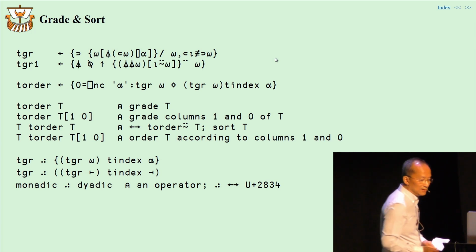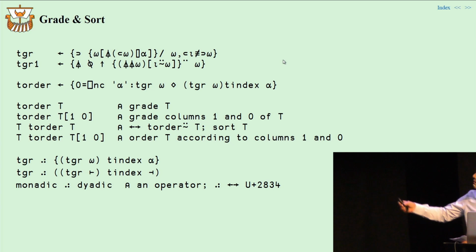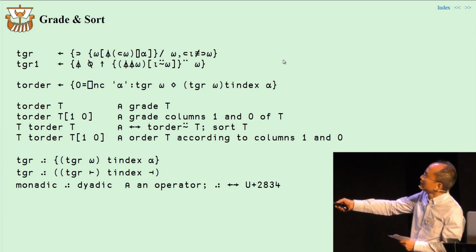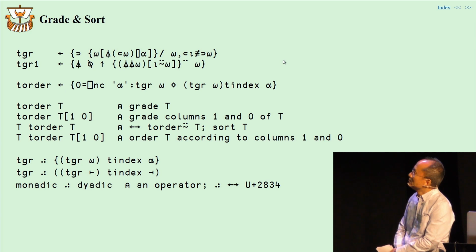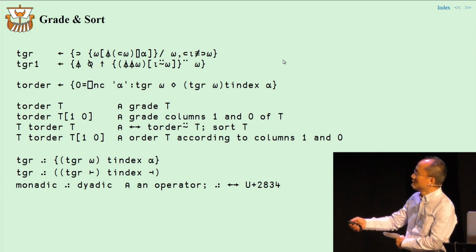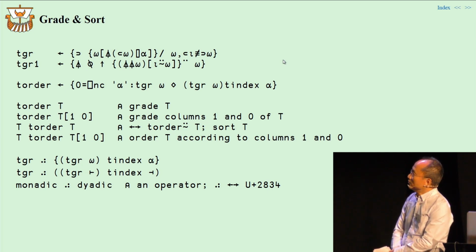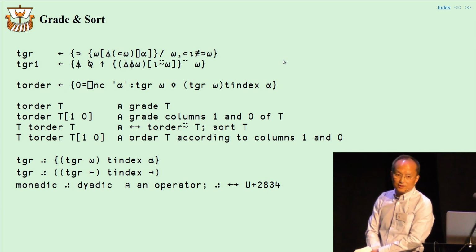Now, if you don't like the quad C in the definition of order, the definition of order can be made more elegant if there's a dyadic operator which can yoke together the monadic and dyadic cases of the derived function.